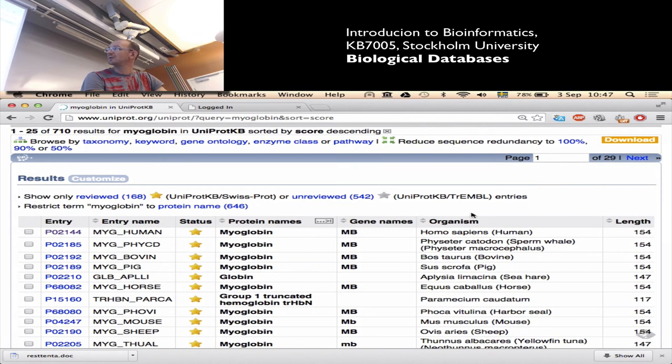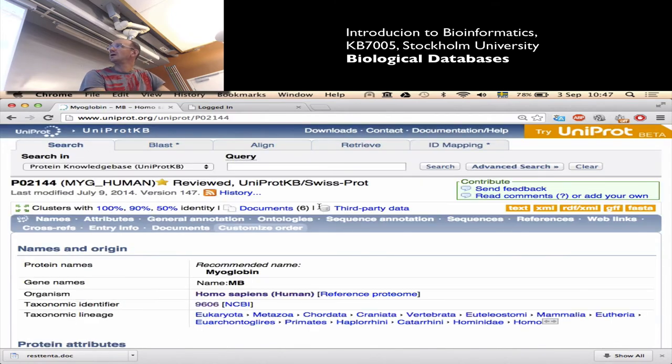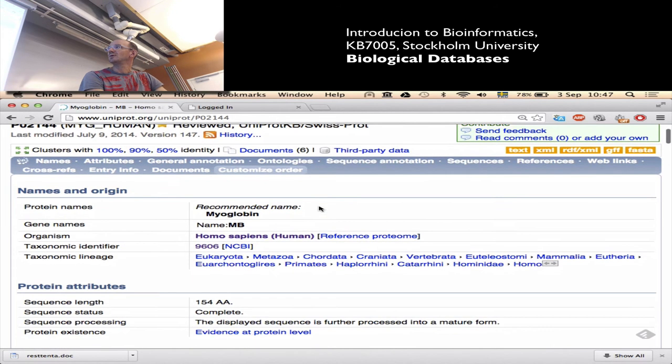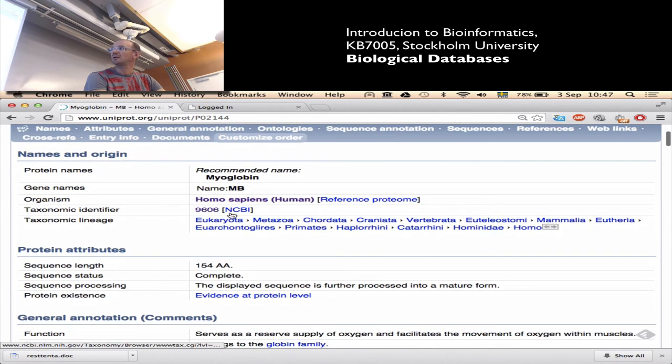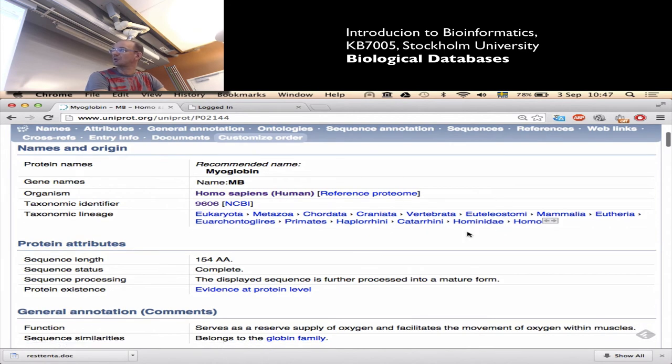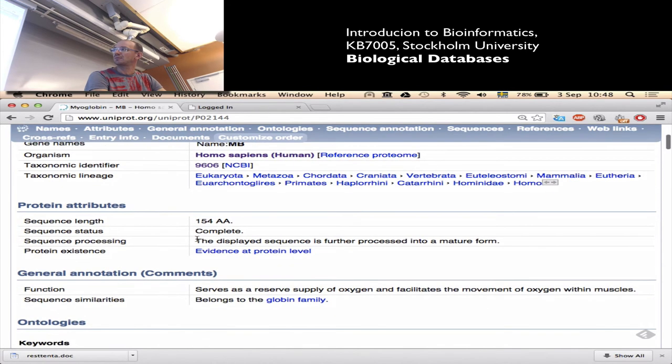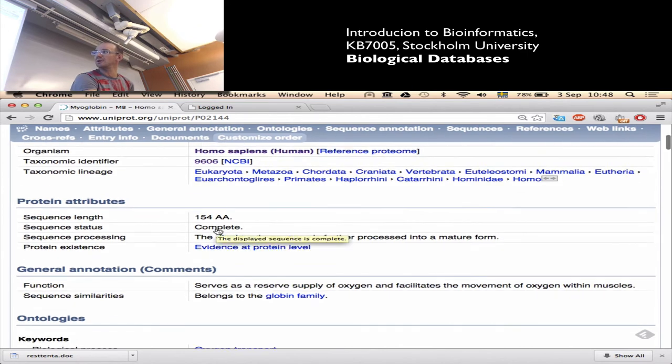There's a globin, different species, different names. This is the Swiss-Prot names, and this is entry names. So let's click on one, the first one, and you get one entry. So you have protein names, myoglobin, gene name, organism, this is human, some identifier, this is where it comes from, this is how long it is, the status of it, how complete it is.